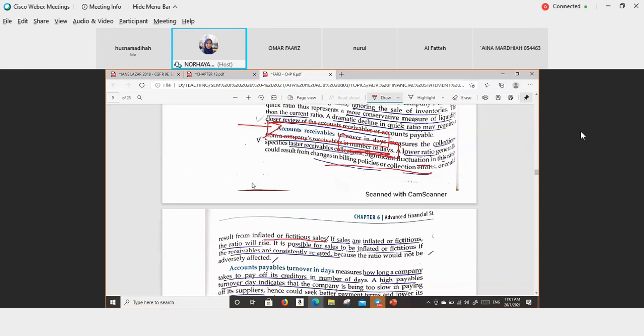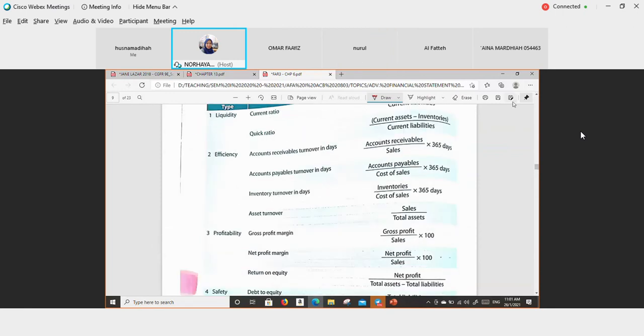Betul lah, sebabnya kalau dia reka sales tu ataupun dia ada fictitious sales. So sebab dia punya formula macam ni. Cuba tengok formula dia: account receivable divided by sales. Betul tak? Katakanlah sales dia tinggi. Kalau sales dia tinggi, account receivable akan jadi ni.